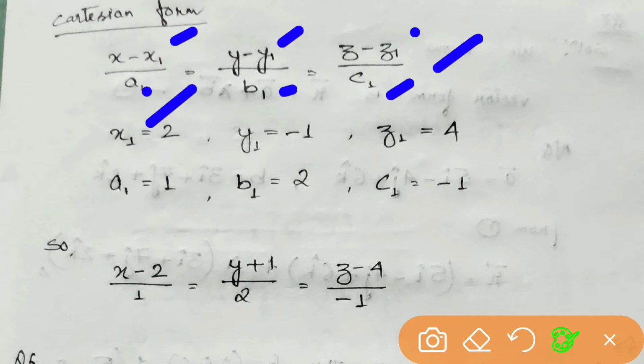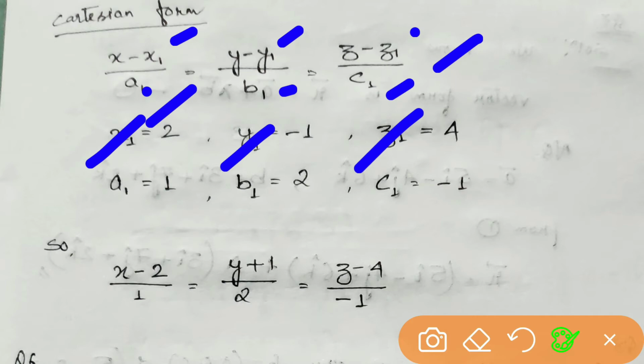Point with position vector is 2i cap minus j cap plus 4k cap. So the points will be 2, minus 1 and 4. Agree? So I have written x1 as 2, y1 as minus 1 and z1 as 4.